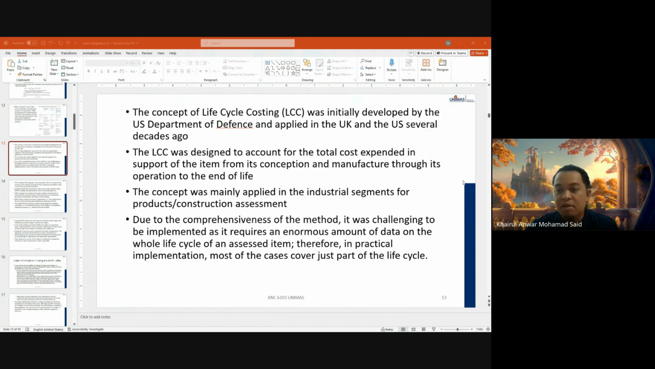Let me put another point that explains this concept. The acronym for life cycle costing is LCC.